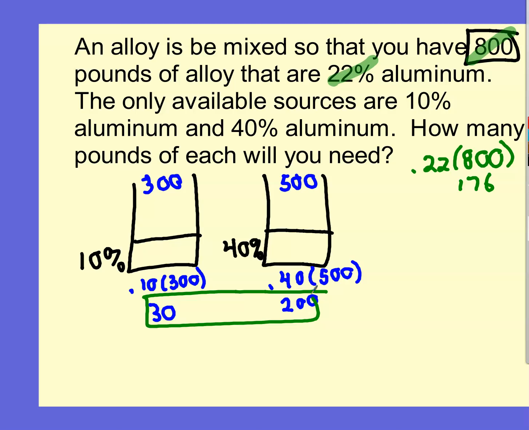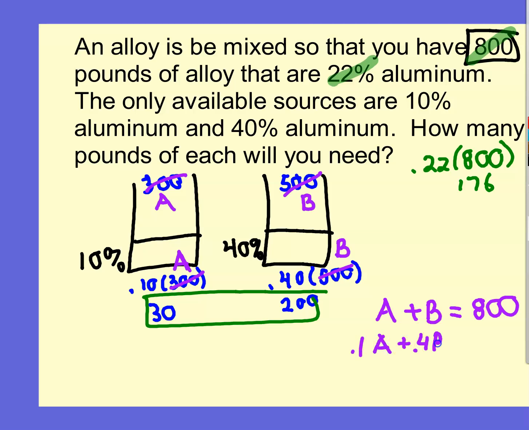And I think what I'm going to do is go ahead and say, look, instead of using another number, let's guess A here and B there, and then this would be 10% of A, and this would be 40% of B. So what I'd be writing is this. I know A plus B has to add up to 800. And I know that 10% of A plus 40% of B has to add up to this 176 we calculated.